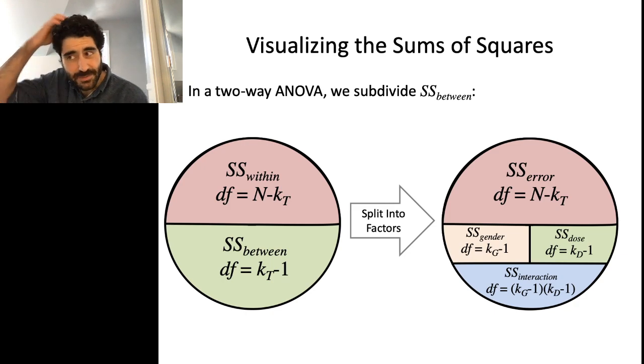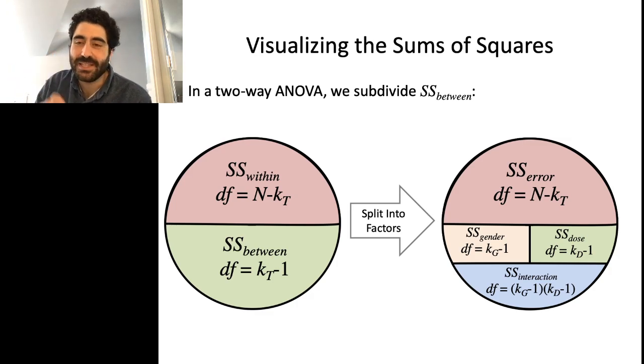And so we can draw a diagram like this. So a couple things have happened here. One thing is that we're renaming SS within to SS error. That doesn't really mean anything. That's just usually the terminology we use with factorial ANOVAs, but it's the same thing.